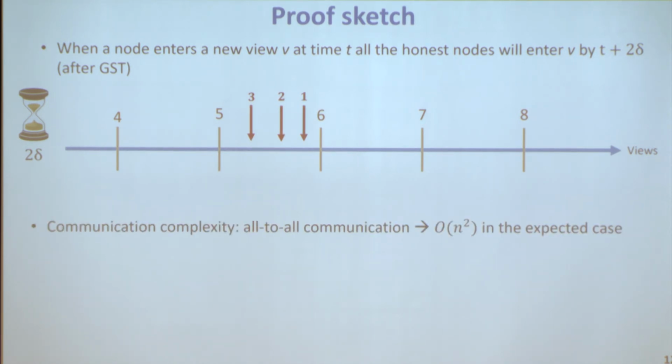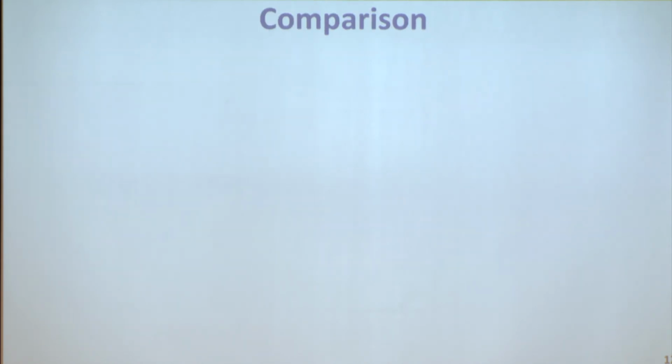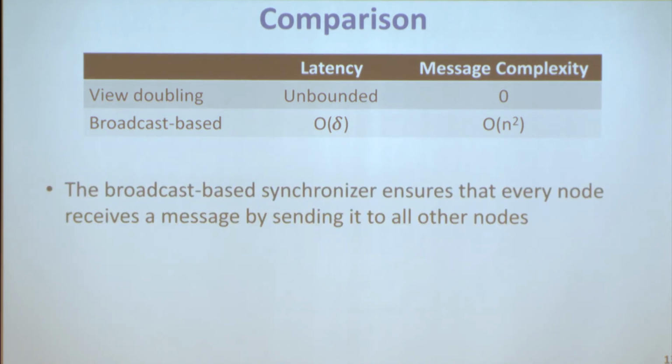Now, the communication complexity is all-to-all communication, or quadratic. Each node sends each message per view to all the other nodes, under random leader selection. I won't go into that. The latency, though, is constant. It will take 2 delta once the correct node enters a view for all the other correct nodes to enter the same view. So when we compare view doubling and broadcast-based, we can see that they're the opposite. View doubling has unbounded latency and 0 message complexity; broadcast-based has constant latency, but quadratic message complexity.